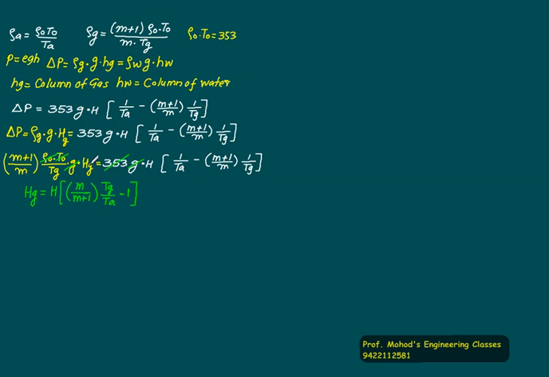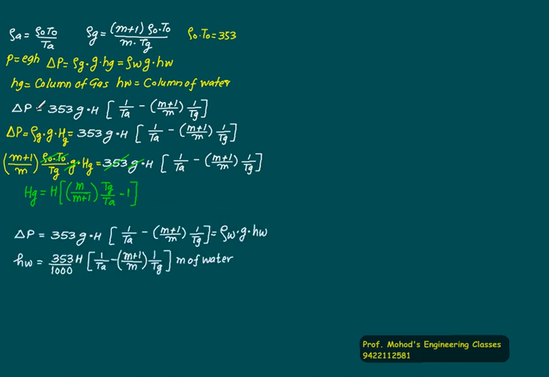So what we get is Hg equals H. Tg will be multiplied inside, m will come in the numerator, m plus 1 will come in the denominator. So H into m upon m plus 1 into Tg by Ta minus... m plus 1 cancels, m cancels, and this Tg will also cancel. So what is left in the second term is minus 1.